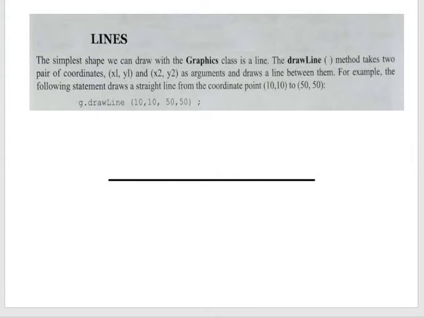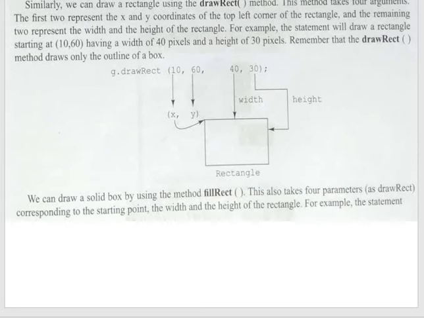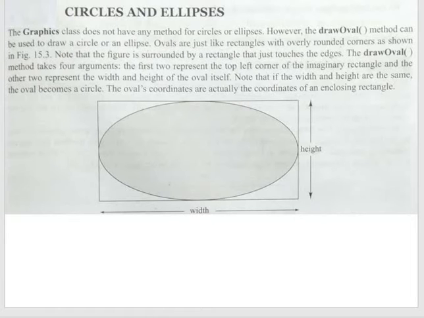So here we have discussed two different components, the line as well as the rectangle. Now let us talk about circles and ellipses. For circle and ellipse, once again we have got our own method. drawOval is a method. Using this drawOval method, you can draw the circle.